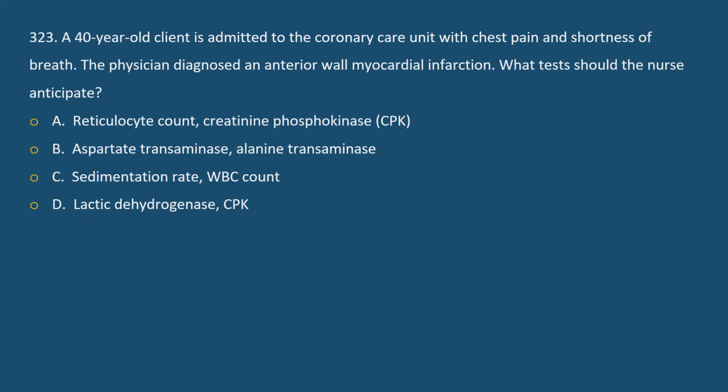Question 323. A 40-year-old client is admitted to the coronary care unit with chest pain and shortness of breath. The physician diagnosed an anterior wall myocardial infarction. What test should the nurse anticipate? A. Reticulocyte count, creatinine phosphokinase, CPK. B. Aspartate transaminase, alanine transaminase. C. Sedimentation rate, WBC count. D. Lactic dehydrogenase, CPK.